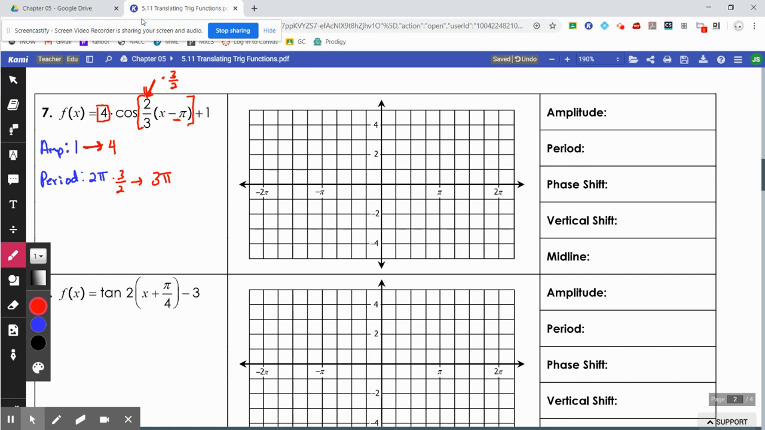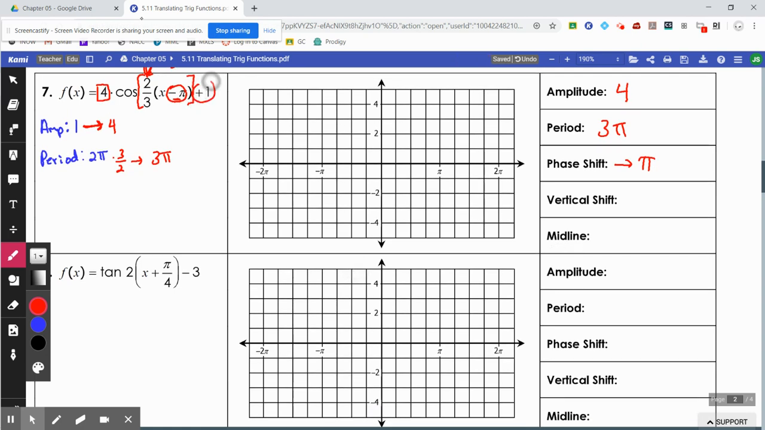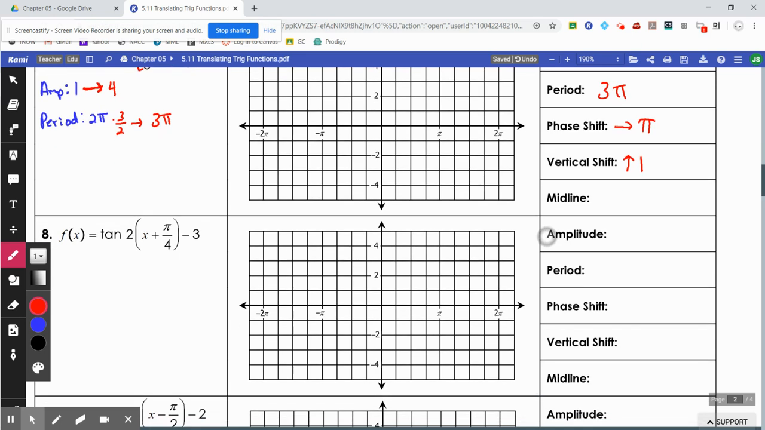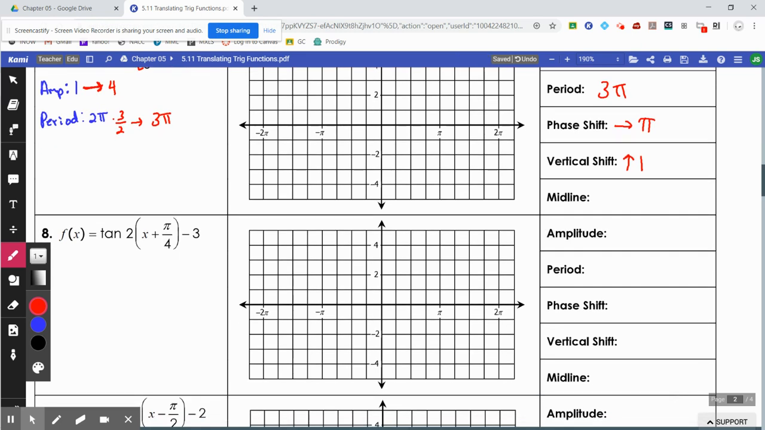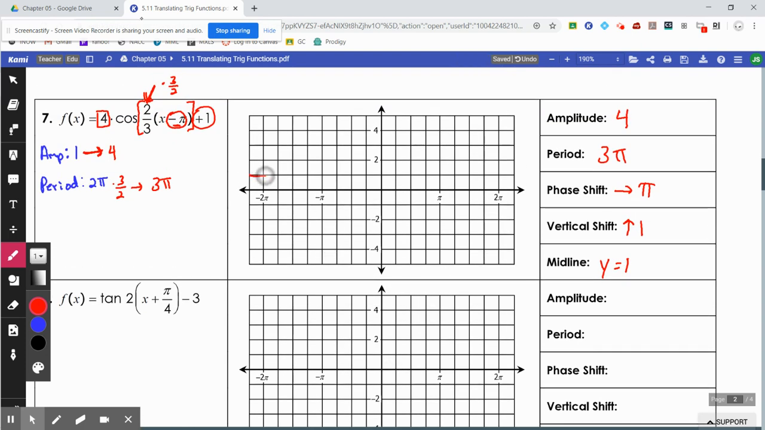So our amplitude again is now 4. Our period is 3 pi. Our phase shift is this minus pi, which is going to move it right pi units. A vertical shift is applied here at the end. That's going to move it up 1 unit. So therefore, our midline is now going to be, instead of y equals 0, it is now going to be y equals 1. So I'm going to draw this midline, which is going to be about right there.